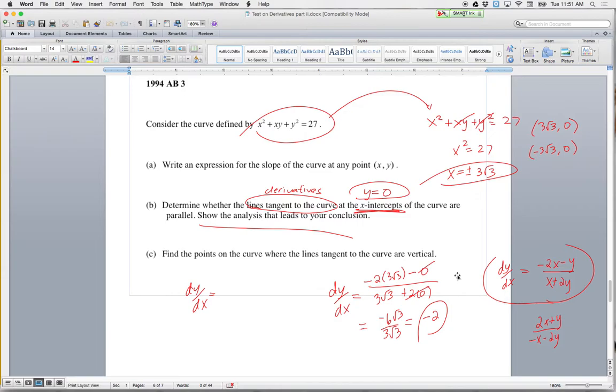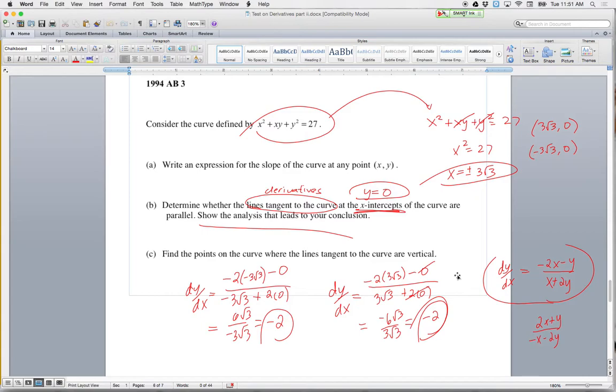And then plug the other one in, watch what happens. Negative 3 root 3 minus 0 again over negative 3 root 3 plus 2 times 0 again. And what you get is 6 root 3 on top divided by negative 3 root 3 on bottom. What do you end up with again? Negative 2. Are they parallel? So if you did it this way, you get a point for showing the x-intercepts, a point for showing both the slopes are negative 2, and then a point for saying, yes, they are indeed parallel.